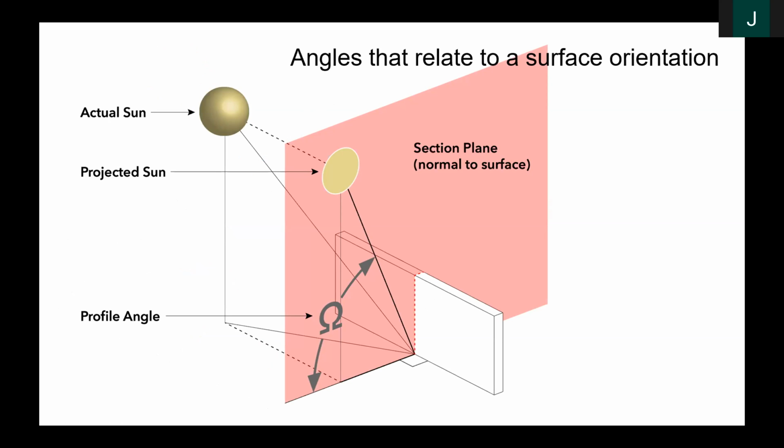Angles that relate to a surface orientation, one that we have seen covered regularly in talking about shading geometry is the profile angle. You find your location of the sun, which is going to have some azimuth, and you say, okay, well, let's project that sun into a plane that is normal to the surface. So here's that line that is normal to the surface, and we've just projected the sun into that plane. The profile angle is taken from the line normal to the surface, projected to the ground, up to the projected Earth-Sun line in that section that we've taken.